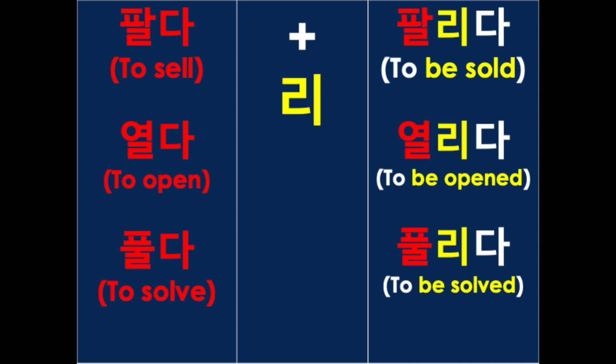And 뽑다 becomes 뽑히다, to be elected. The next slide shows the three verbs that are conjugated with the passive voice suffix 리. The verb 팔다 means to sell, and when it is conjugated with 리, it becomes 팔리다. It means to be sold. The verb 열다 becomes 열리다, to be opened, and 풀다, to solve, becomes 풀리다, which means to be solved.